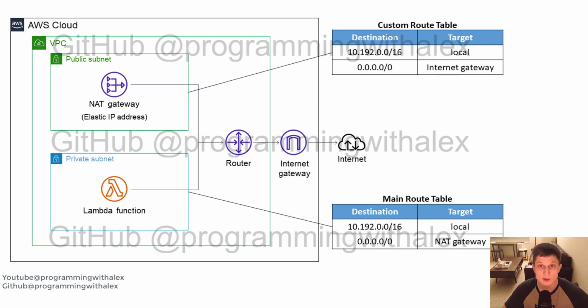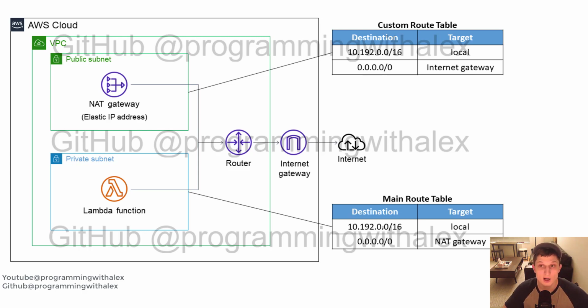In the private subnet, private means not accessible from outside the internet, we have the Lambda function. This is where the request originated from. And with the NAT gateway, no request can come into it. Requests can only be made from out of it and then return the appropriate response.